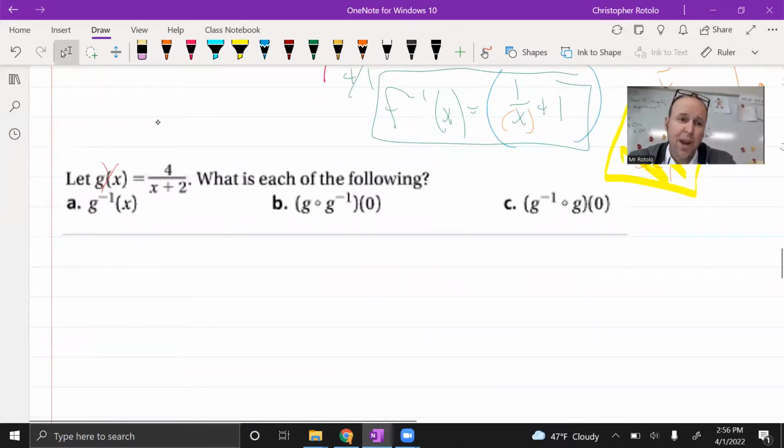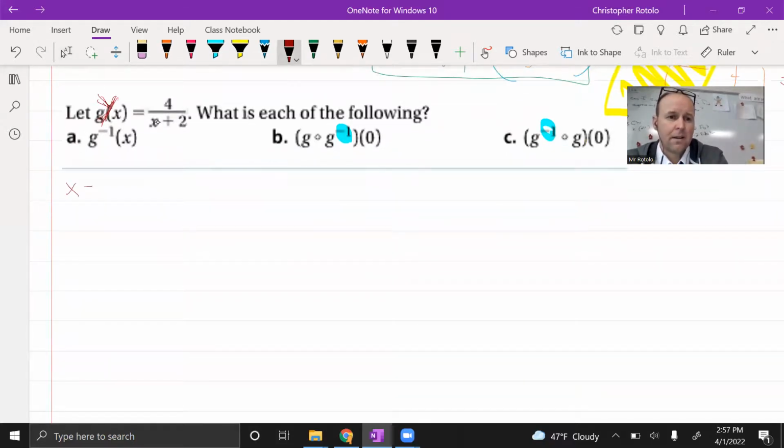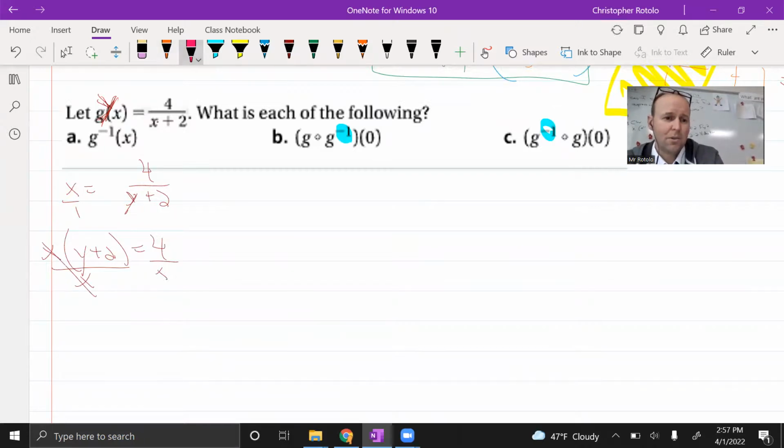Good stuff. All right, here's another one, the fraction. Since I see that I have to do some of these by using the inverse, I just want to make sure that we go through that one more time. Remember, I put in here already, this is y. Here we go. x equals 4 over y plus 2. Cross multiply: x times y plus 2. Don't actually multiply it though. Divide by x, and we got rid of that. Next thing we're going to do is subtract 2. So the inverse, g to the negative first of x, should be 4 over x minus 2.